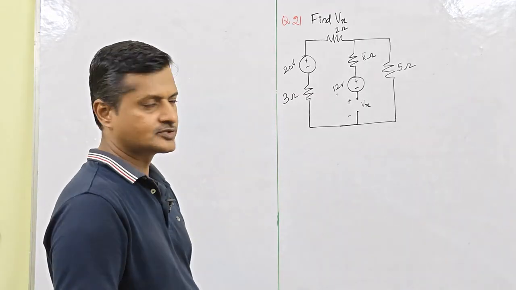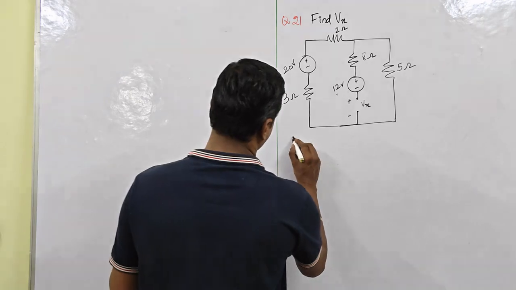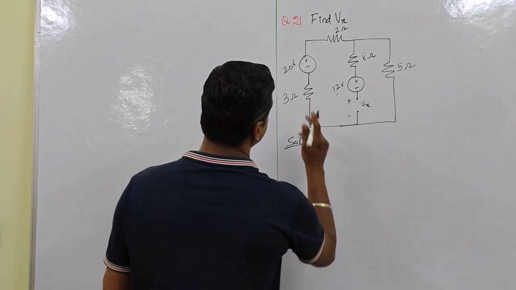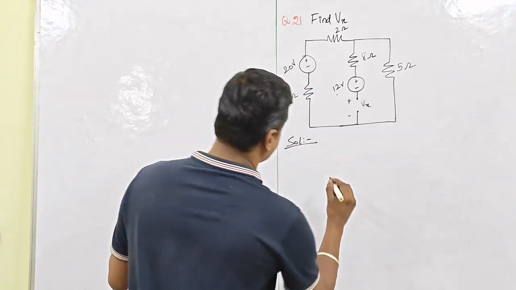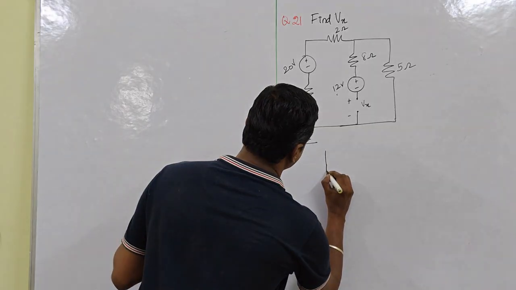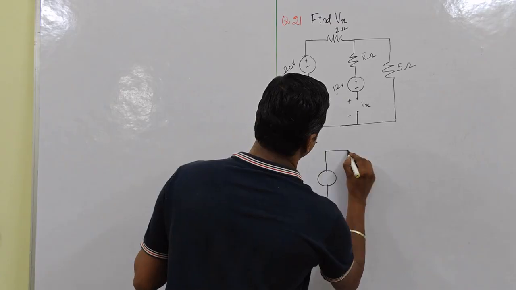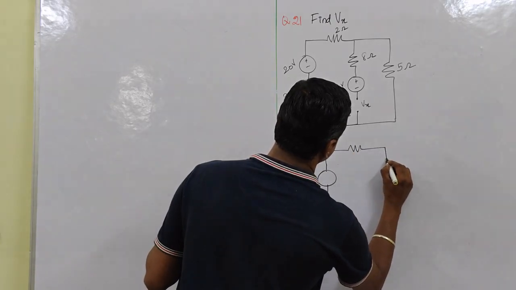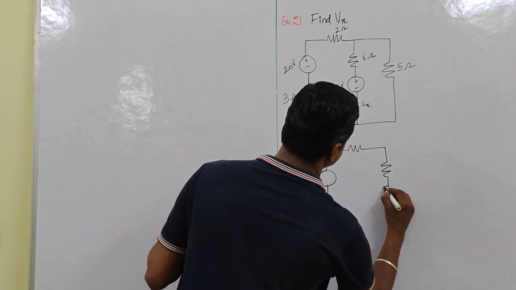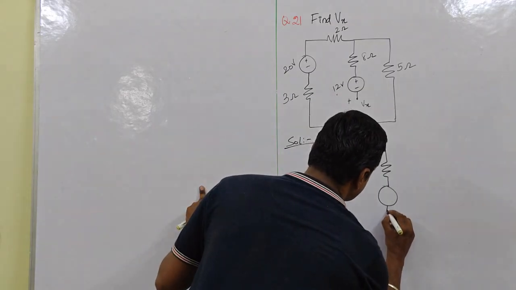Okay, so let's proceed to solve this. Solution. First you have to redraw the diagram. Okay, so we have a voltage source and a current source, and we have a resistor and a source.